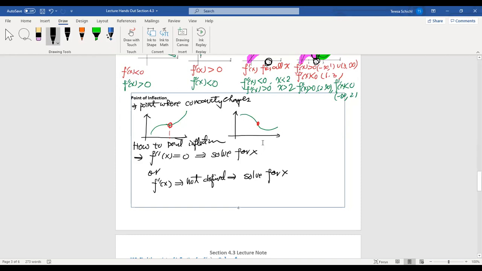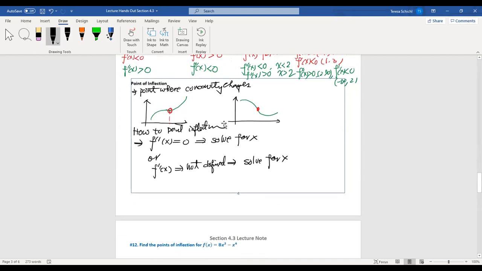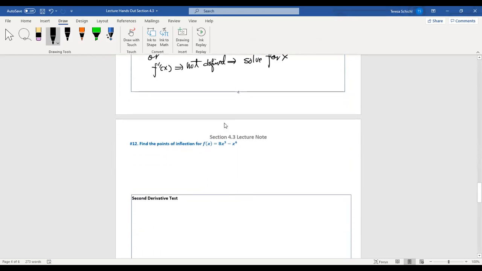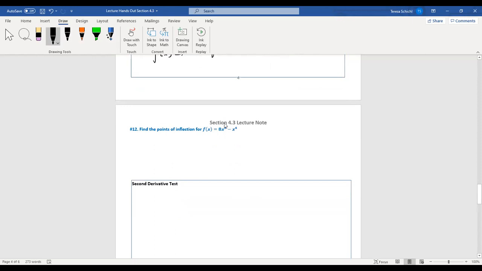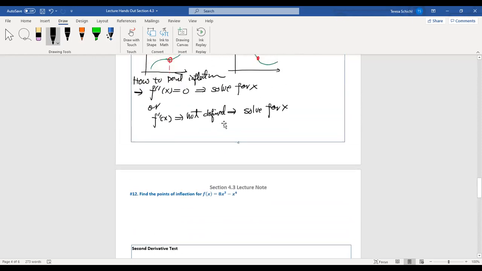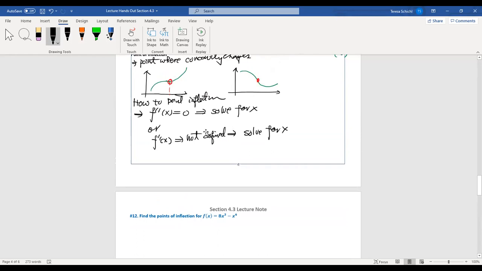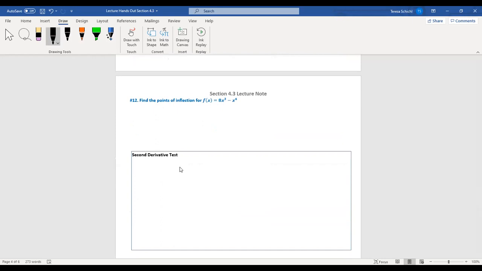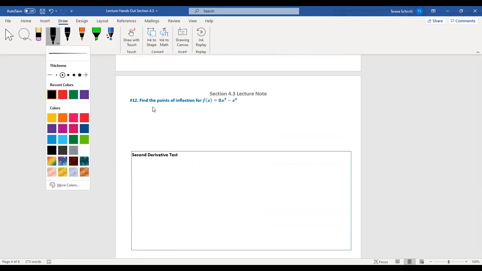Now for the critical point, we have the first derivative test, right? For points of inflection, we ask where the second derivative is equal to 0, and where the concavity changes. Okay, now let's take a look at these ones here. Let's try to practice finding the points of inflection.